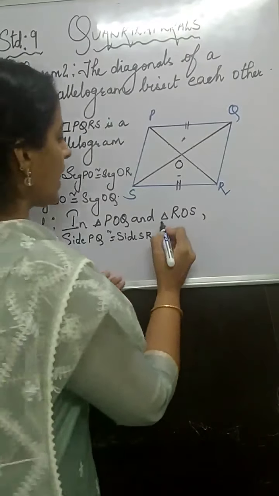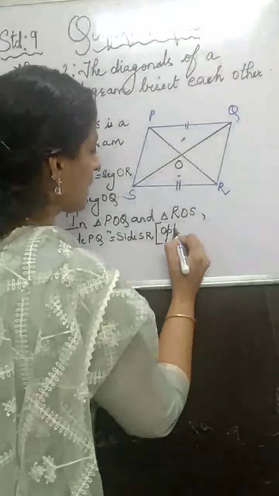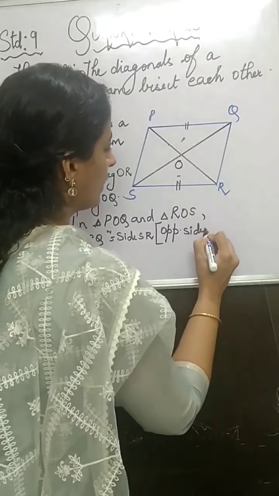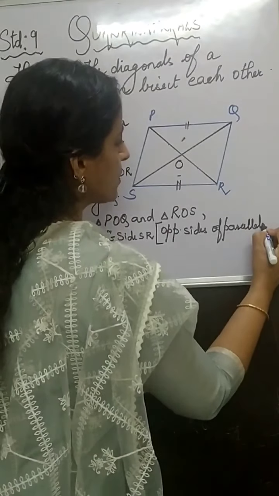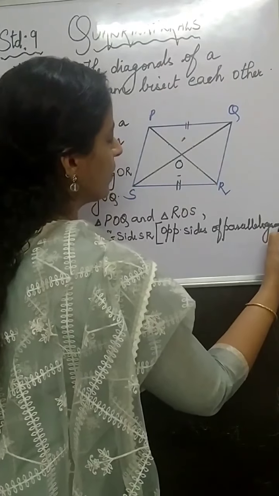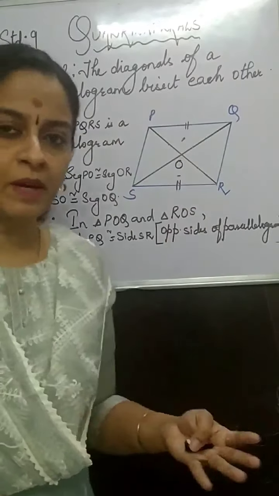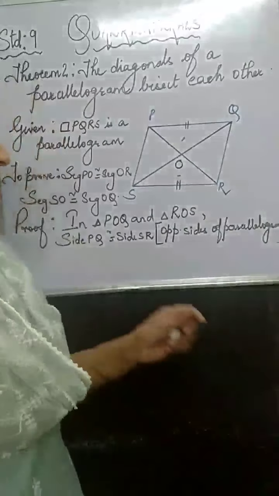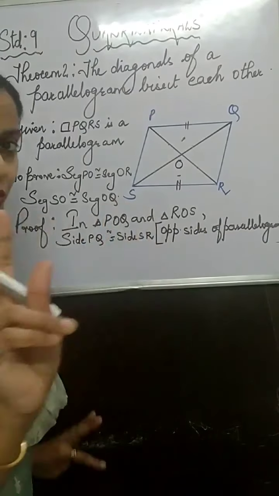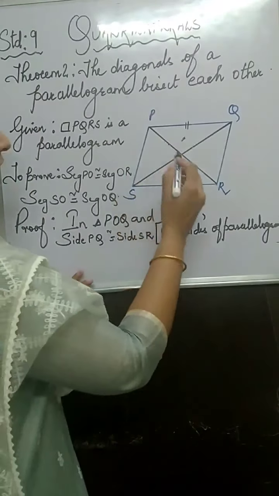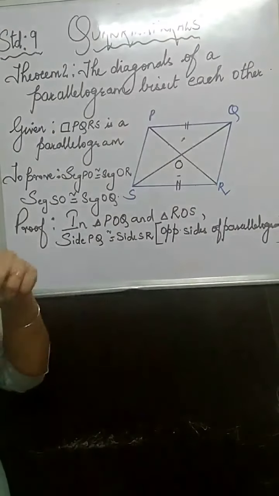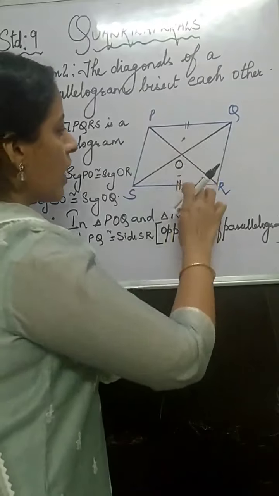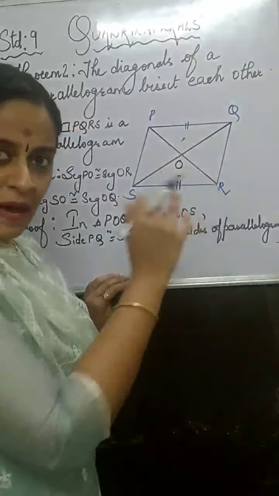What reason will you write? Opposite sides of a parallelogram. Write in full: opposite sides of a parallelogram. Reason: opposite sides of a parallelogram are congruent. So one we got. Now we want two more to prove the triangles congruent. As you can see, these two are parallel, no? These two are parallel because it is a parallelogram.